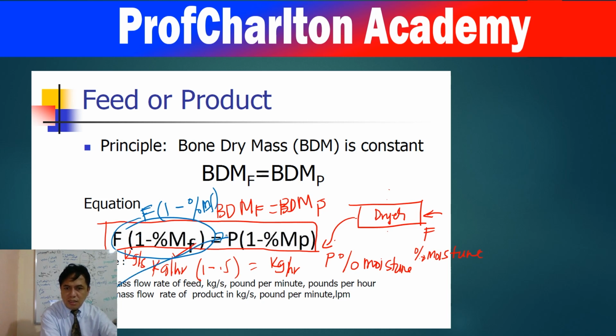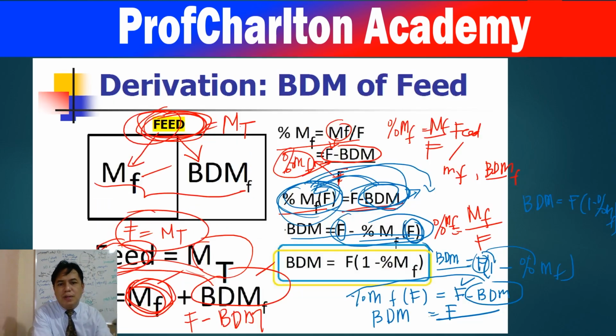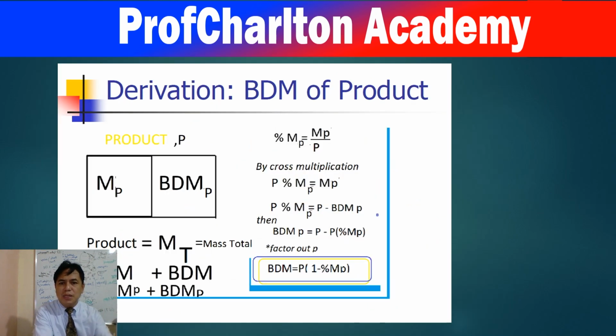So same thing will happen in the product. It will become P times 1 minus percent MP, or the moisture content. Because the moisture content is something that you want to remove. For example, 0.2 or 0.5, about 95%, 0.95 times the kilogram per hour, and that's gonna be equated here, or put in equilibrium. So there's a balance between the bone dry mass of the feed coming in and the bone dry mass of the product coming out, right? So same thing with the product.